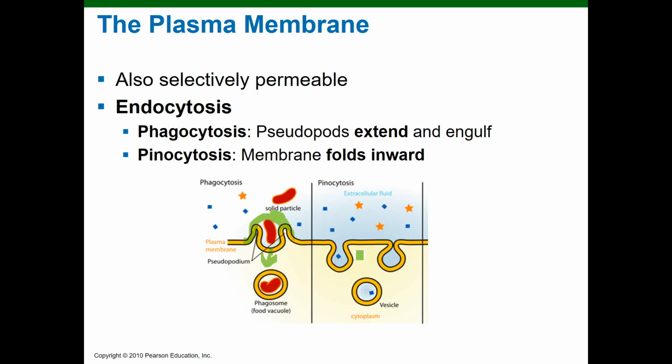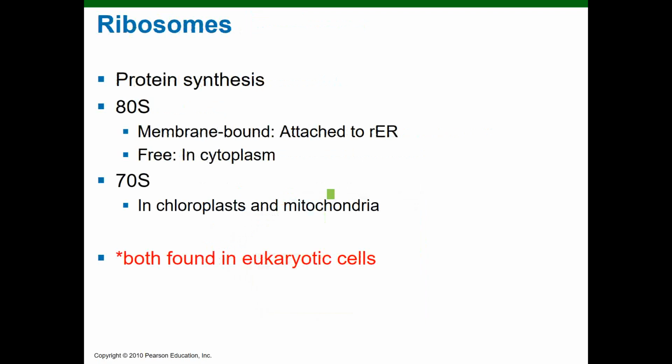You can also get pinocytosis, where the membranes fold inwards, but that is going to be less relevant for us. And again, phagocytosis is important. We'll talk about that when we get to the immune system. Okay, see, moving quick.